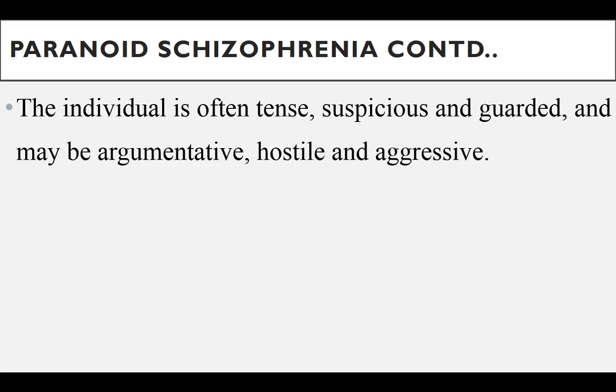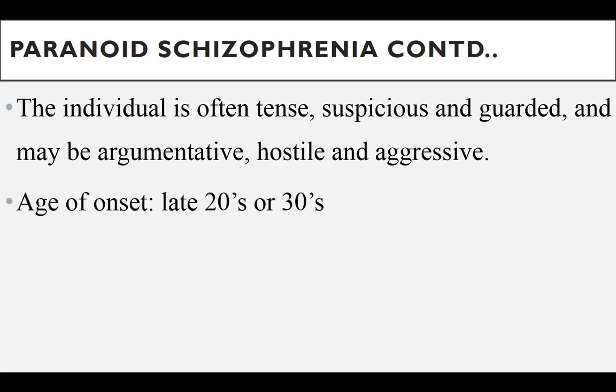When we try to take the history and run the mental status examination, they will say, I don't know. They will not tell us much. They will always look at us with a different affect. They will always be guarded, and maybe argumentative. Why are they argumentative? Because they will say, why do you want to know? What is so important that you have to know? Some of them become hostile and some become aggressive. So often you will see tense, suspicious and guarded, maybe argumentative, hostile and aggressive.